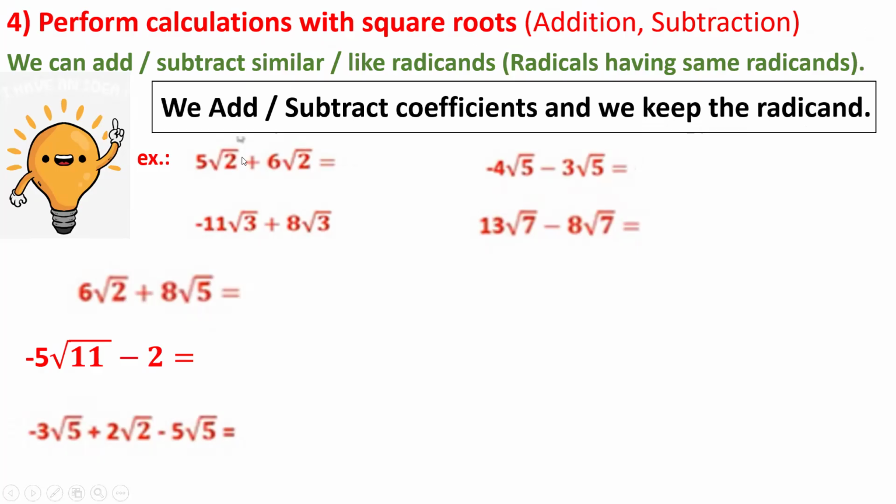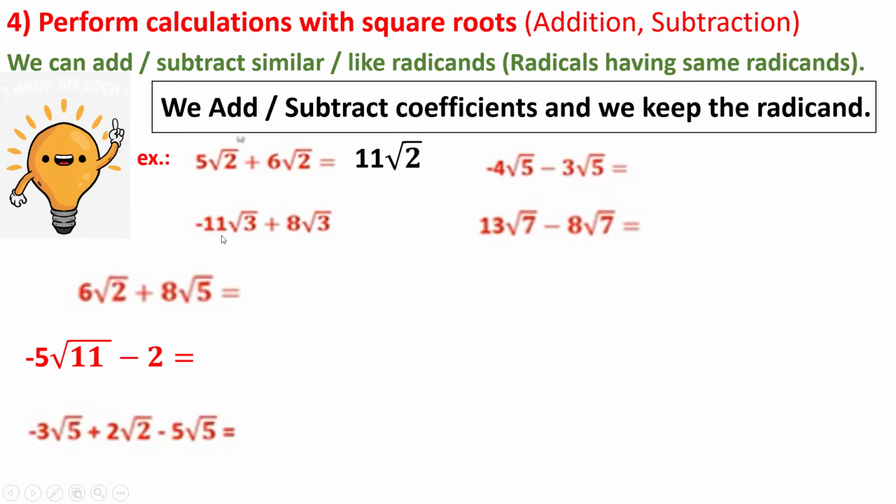For example, 5 radical 2 plus 6 radical 2. I look here, I find the plus. Here I have radical 2, I have radical 2, so I have the same radicands. So the coefficient 5 plus the coefficient 6 is 11 and I keep radical 2 as it is. Negative 4 radical 5 minus 3 radical 5. So these have the same radicands. So negative 4 minus 3 is negative 7, of course, down.